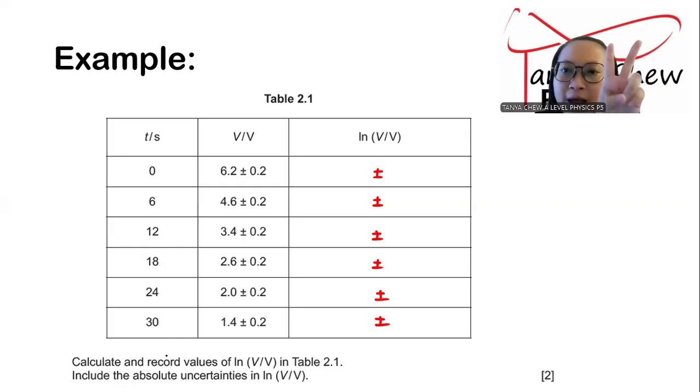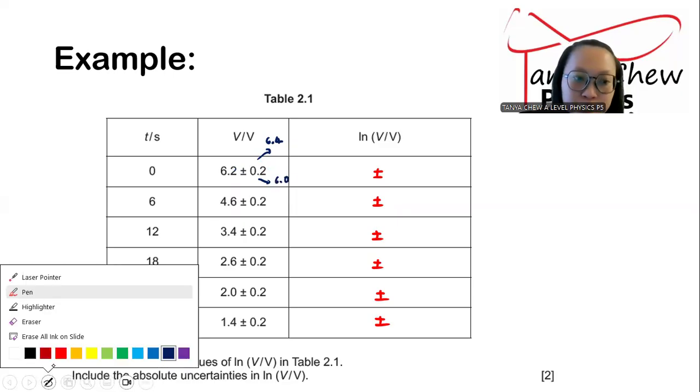Second step, find the absolute uncertainty first. And I am going to stick to the AS rule that stated that absolute uncertainty can only be put in one significant figure. Now, this ln V depends on V. Look at the V values. This 6.2 plus minus 0.2 means that this V value is split between two extremes. 6.2 is an average value, right? You plus 0.2, you get 6.4. You minus 0.2, you get 6.0.